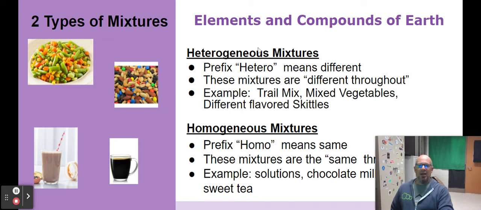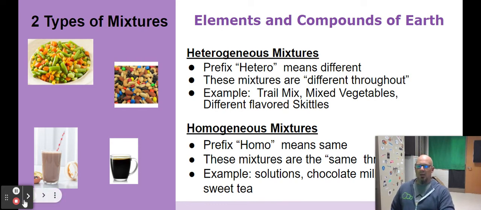So examples of a heterogeneous mixture would be trail mix, mixed vegetables, different colored Skittles or M&Ms. That group of Legos in the picture we just looked at, those would all be heterogeneous. They're not consistently the same anywhere you take a sample.